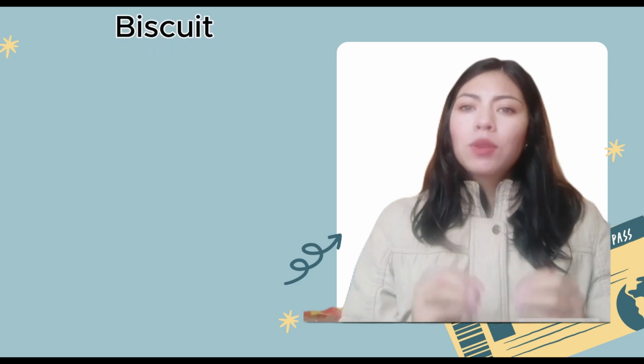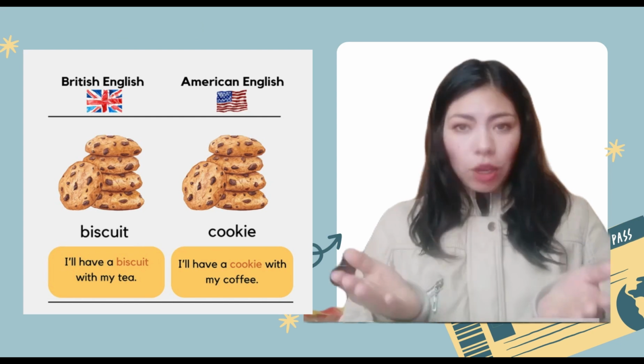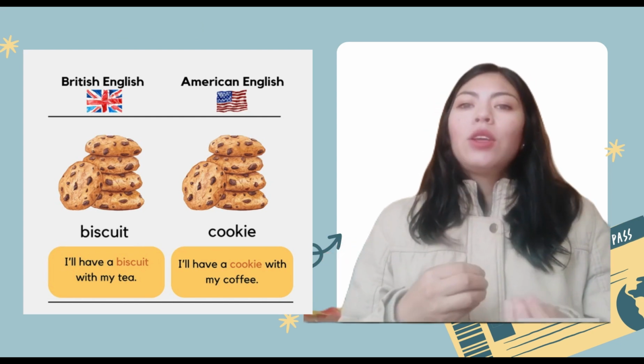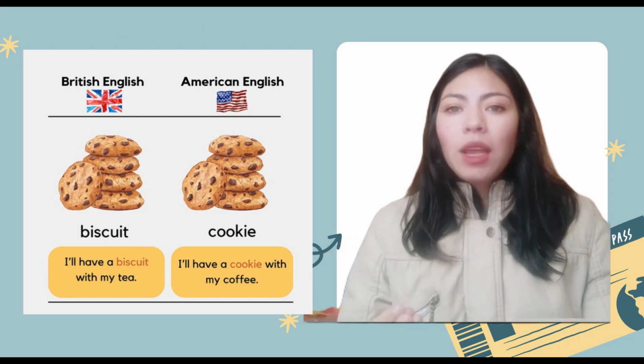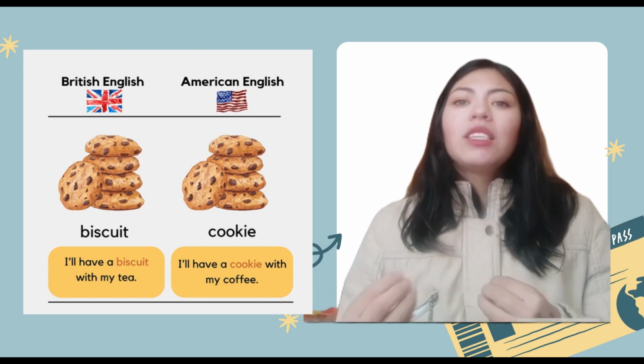English vocabulary. In British English, the word biscuit is used to refer to what in American English is called a cookie. While in the United States, a biscuit is a soft bread roll, in the United Kingdom, a biscuit is a crunchy cookie.